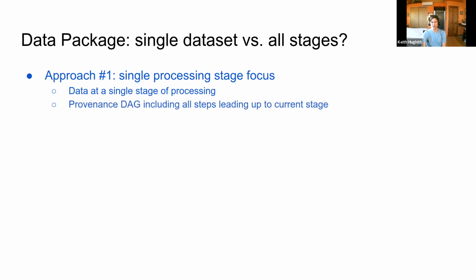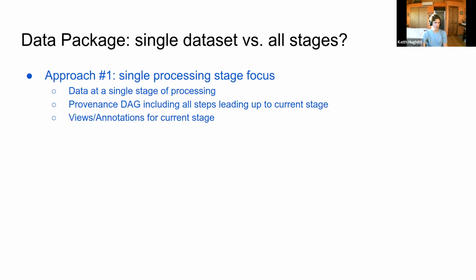It still includes the DAG for all the steps leading up to it. And then the views and annotations are limited to the current stage of processing. So if you're looking at the final version of the data, you would have the final version of the data, the annotations and views for that specific stage, and then a DAG just referencing the IDs of all the stages that came before it and some basic metadata. But you wouldn't have the data for the previous steps, and you wouldn't have the views and annotations for the previous steps.